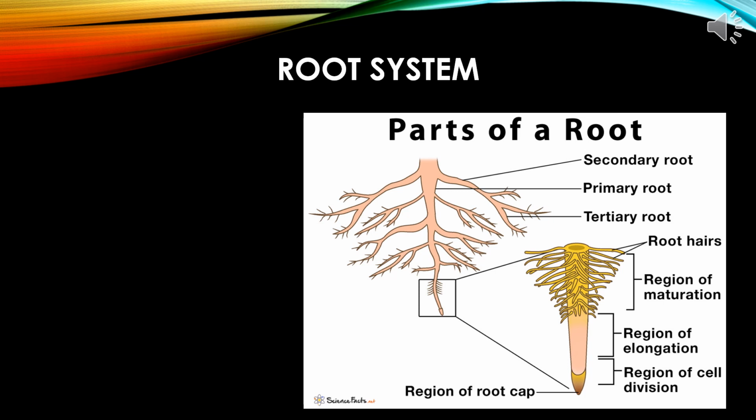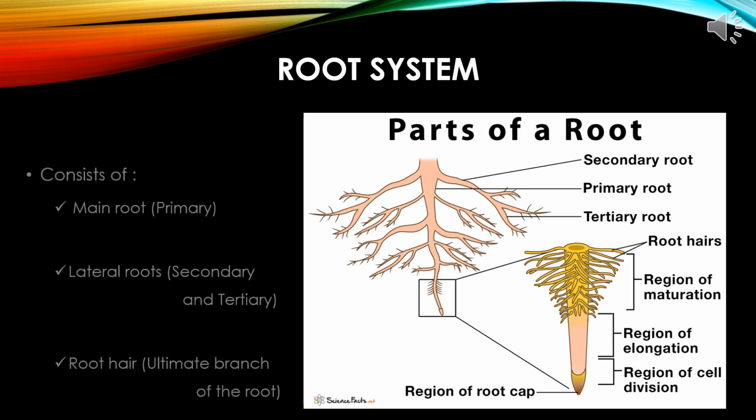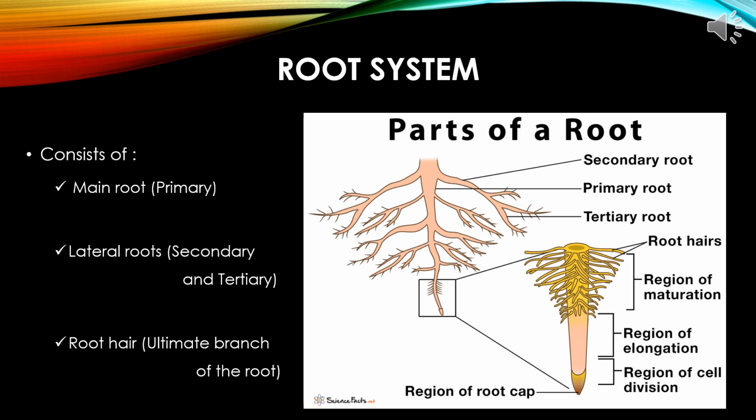Actually, when a seed germinates, which part of the seed grows into the root system? The radicle of the embryo grows downward and forms the root system. When the seed germinates, the radicle grows downward and forms the main root or the primary root. From the primary root arise many lateral roots. They are the secondary and tertiary roots. And the tertiary roots contain many small hair-like outgrowths. These outgrowths are called the root hairs.